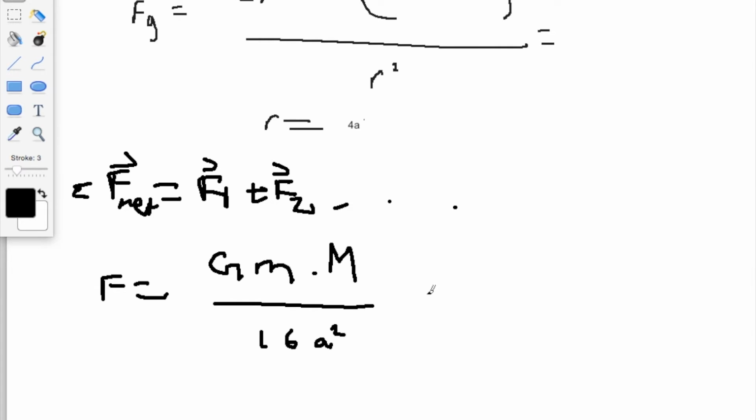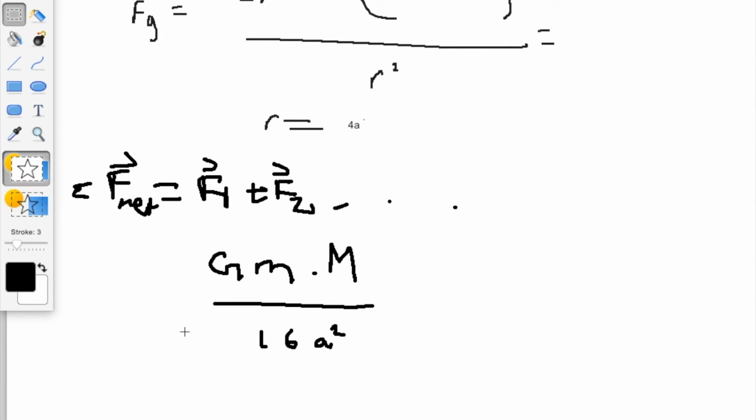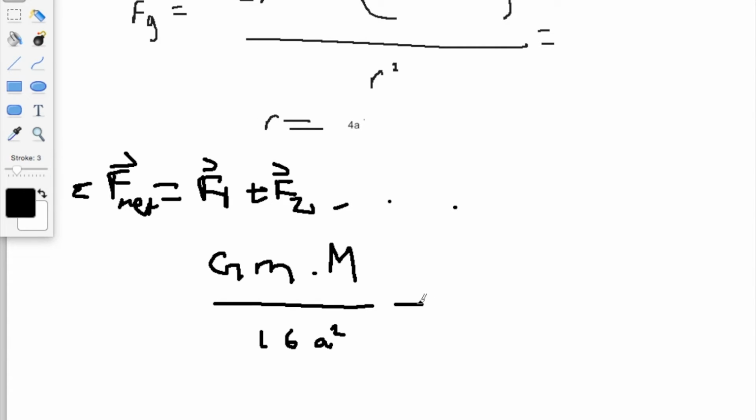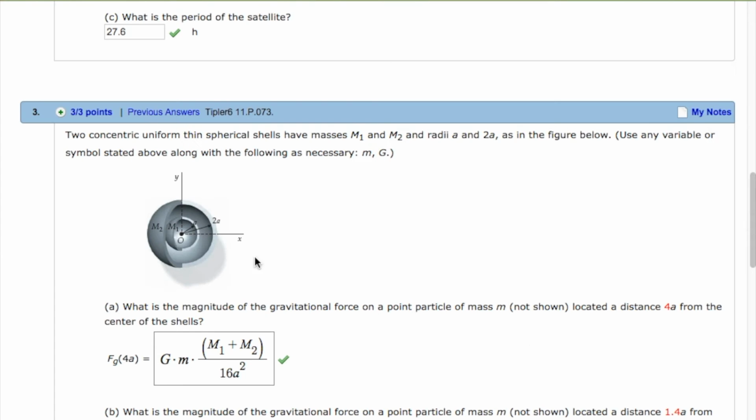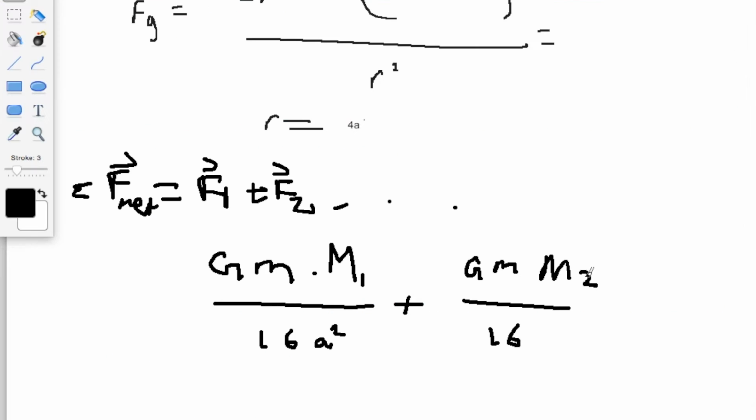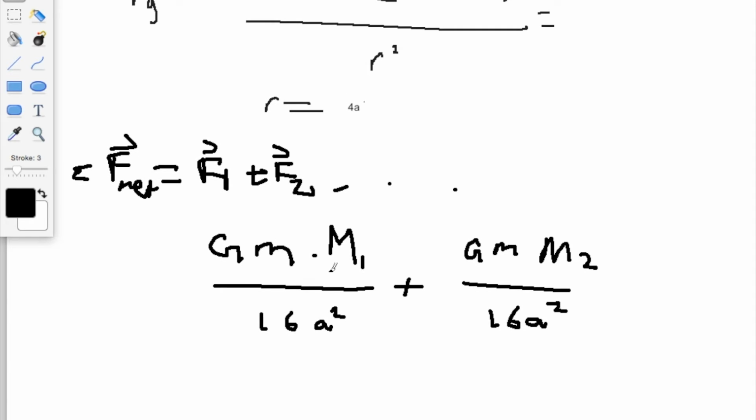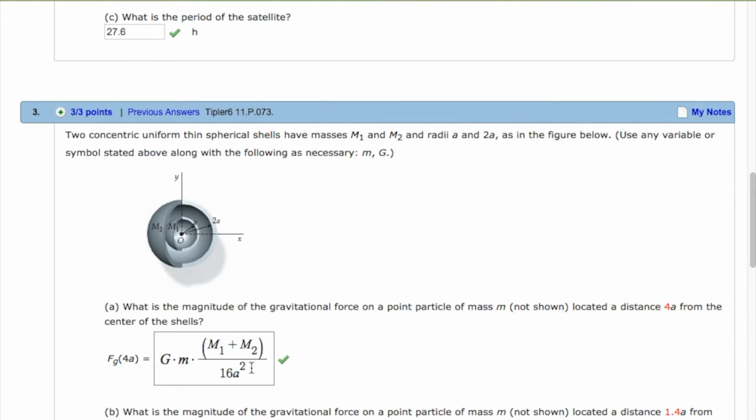And then F2, I'm just going to directly add them to save energy. Because you want to add F1 and F2, F2 would be G lowercase m times m2 over 16a squared, because you have to take it from the center, and you know the center is right there. So given this, it actually just implies this. You could think about it both ways. That was the point I wanted to make, because of the distributive property. So that's the answer to this one.